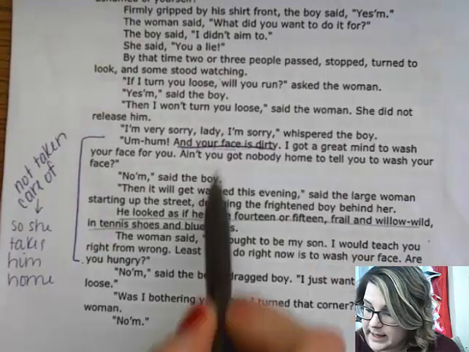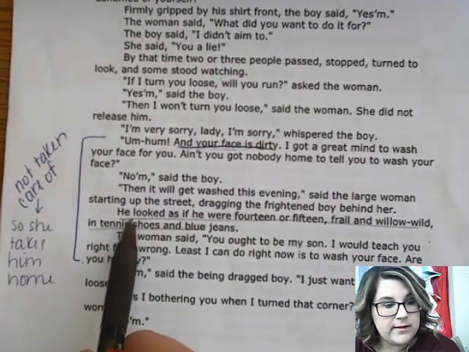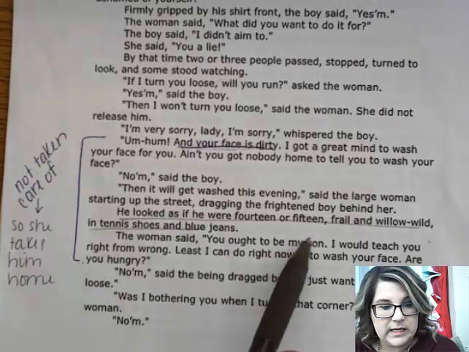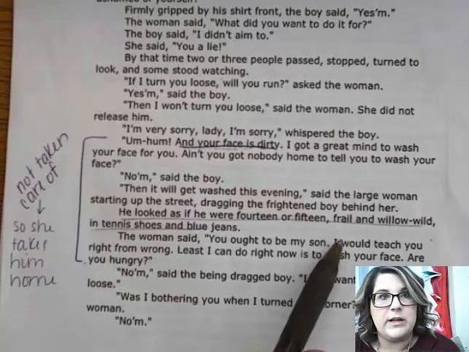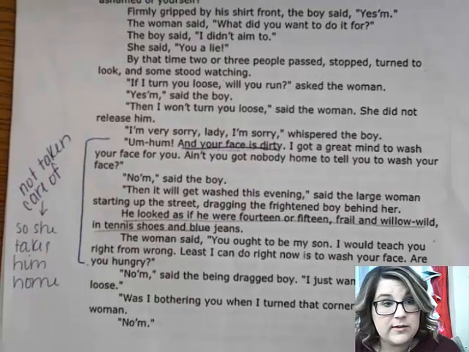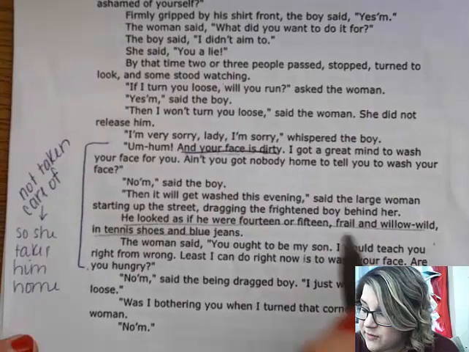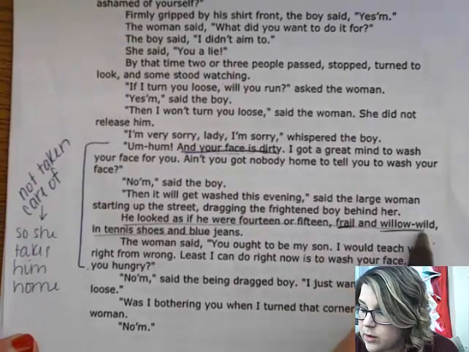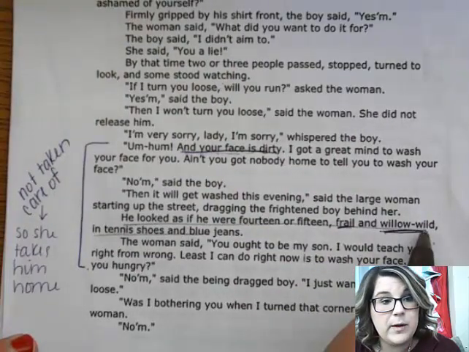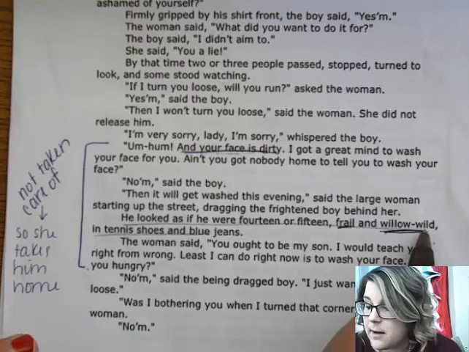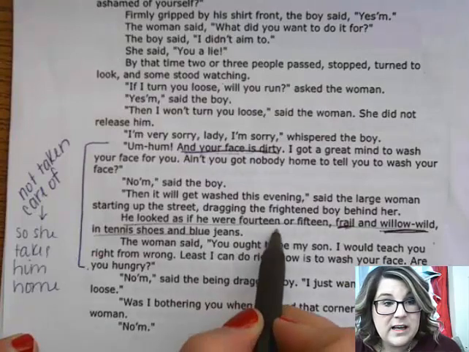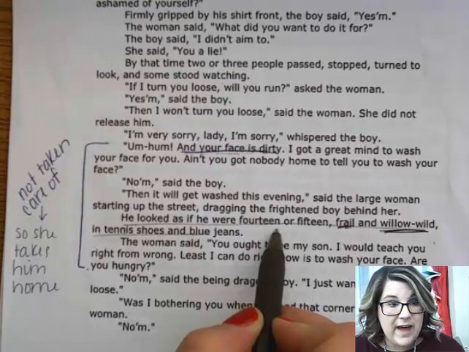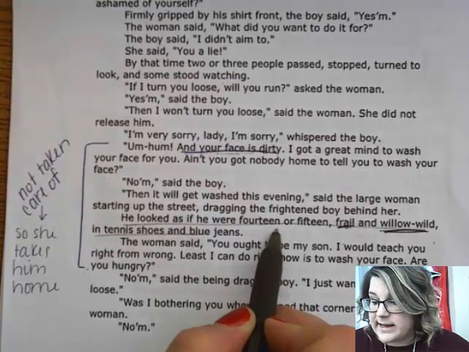As I was reading, I came down and I found "he looked as if he were 14 or 15, frail and willow wild in tennis shoes and blue jeans." I really liked the descriptions in that. I liked the specific words frail and willow wild because now it's describing what his body looks like and suggesting if he's frail at 14 or 15, it shows that he's pretty weak. He's maybe not taken care of. Maybe he's not fed. He's having a hard time.